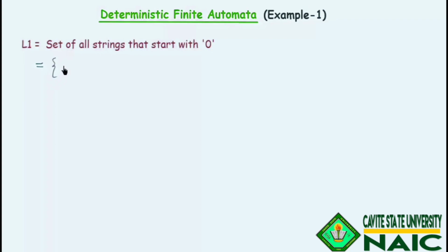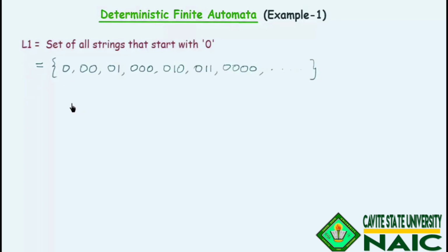The elements in this would be like 0, 00, 01, 000, 001, 010, 011, 0000, and so on. This is actually an infinite set because every string that starts with 0 is included in language L1. So let's see how we can design the DFA for this.